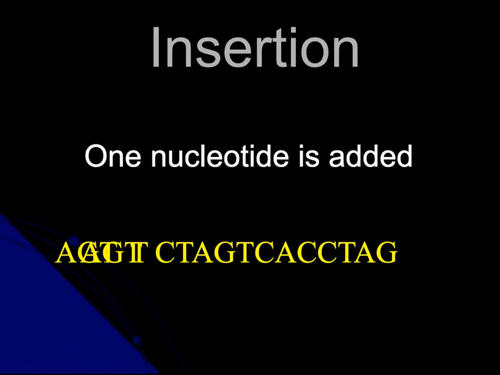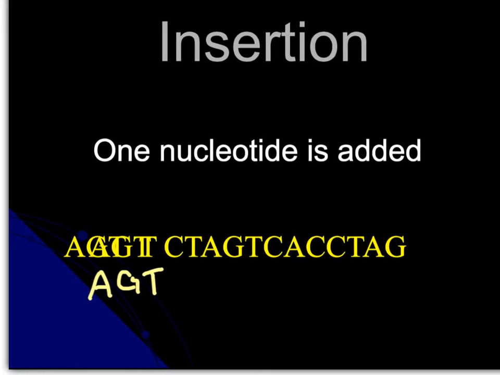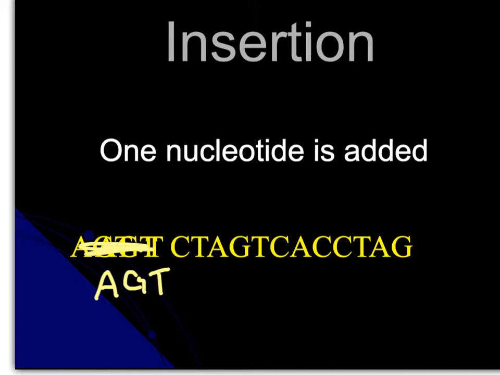Now, another kind is the opposite of that, called insertion. And this is where one nucleotide is added. Let's say you start with A, G, T here, and then you insert another T. So that would end up with A, G, T, T to start with. So that's a case where you have this T here added in where it did not belong.